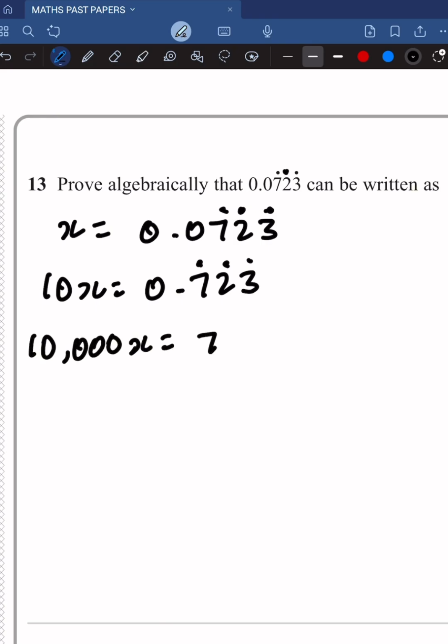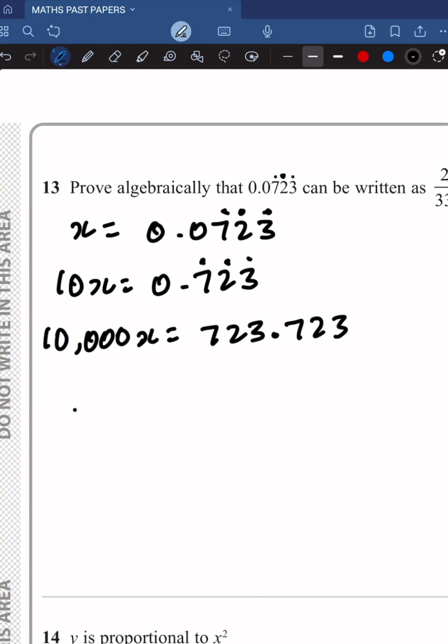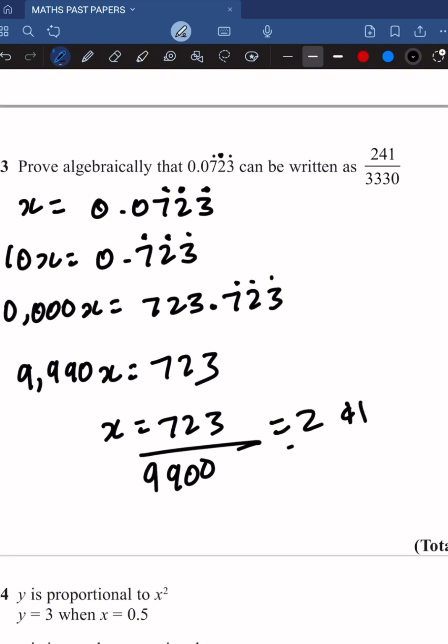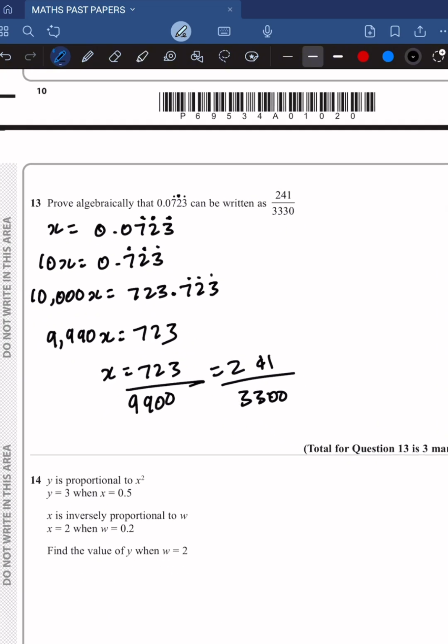10,000x is going to be 723.723 recurring. Therefore, we can assume that 9,990x is going to be, of course, 723.723 subtract 0.723, which gives us 723. x equals 723 over 9,990, which simplifies to 241 over 3330. And there we go, that's our answer.